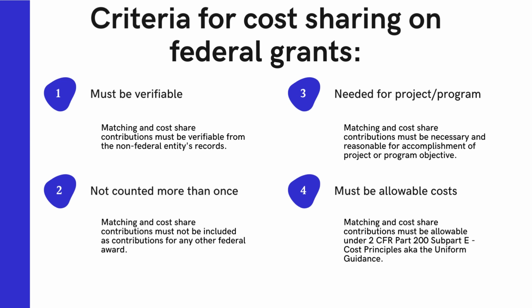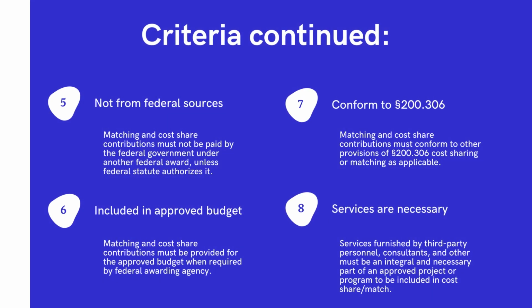Number 4. Must be allowable costs. Matching and cost share contributions must be allowable under 2 CFR Part 200, Subpart E, Cost Principles, also known as the Uniform Guidance. Number 5. Not from federal sources. Matching and cost share contributions must not be paid by the federal government under another federal award unless federal statute authorizes it. Number 6. Included in approved budget. Matching and cost share contributions must be provided for the approved budget when required by federal awarding agency.